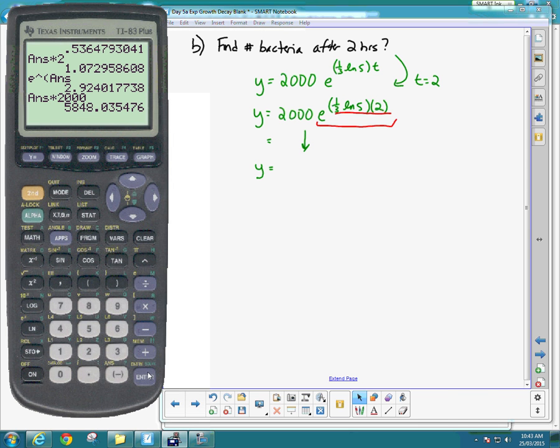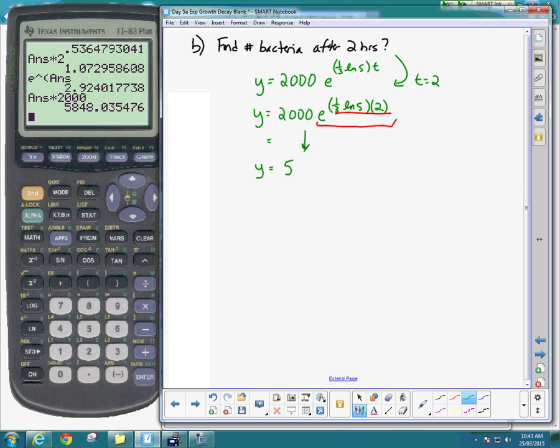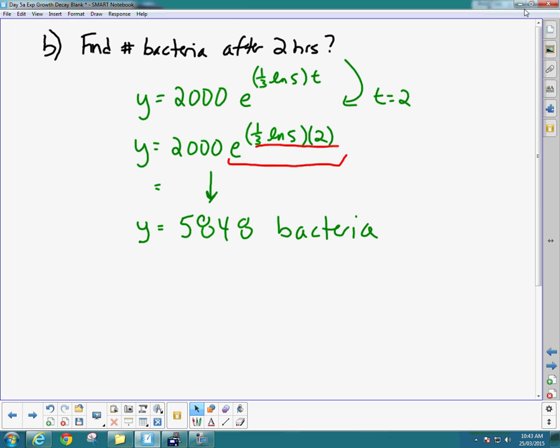And I will get a final answer of 5,848 bacteria. I'm not going to put a decimal bacteria there. It doesn't make sense. So I'll round it to the nearest whole bacteria. Again, your operations on your calculator are going to be a little bit different. That's why I'm not going to write any steps down here. You're just going to punch all that in your calculator to get your answer.